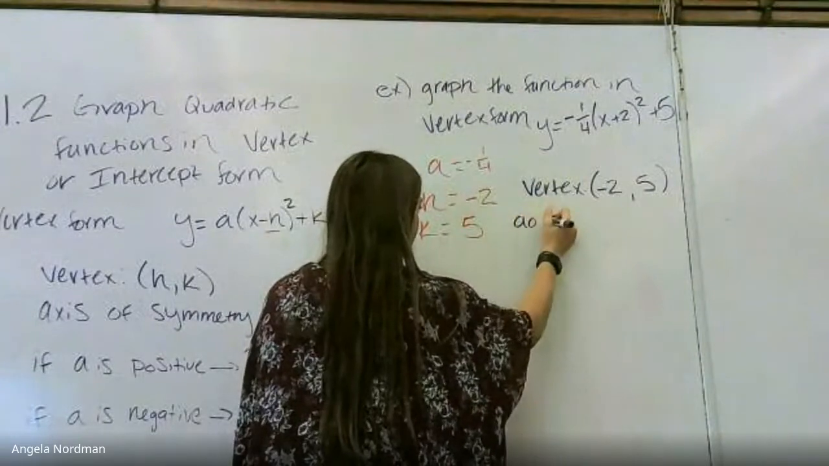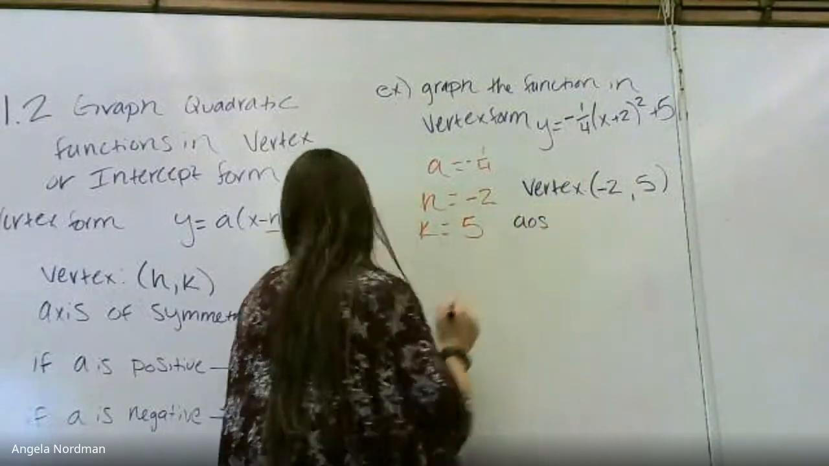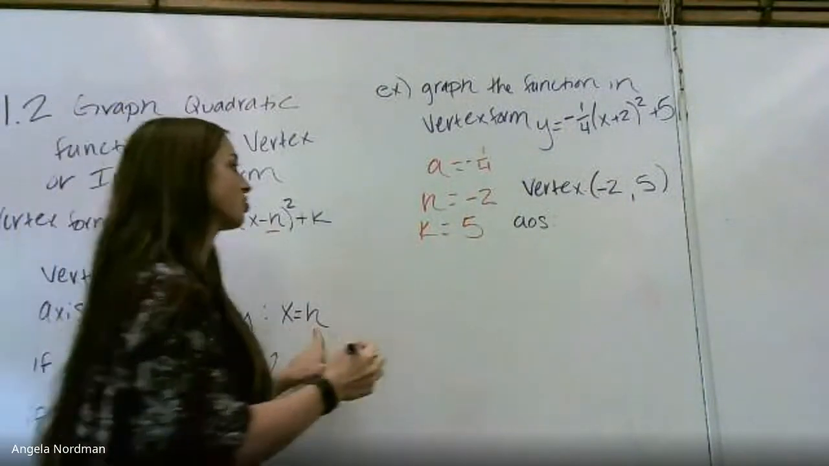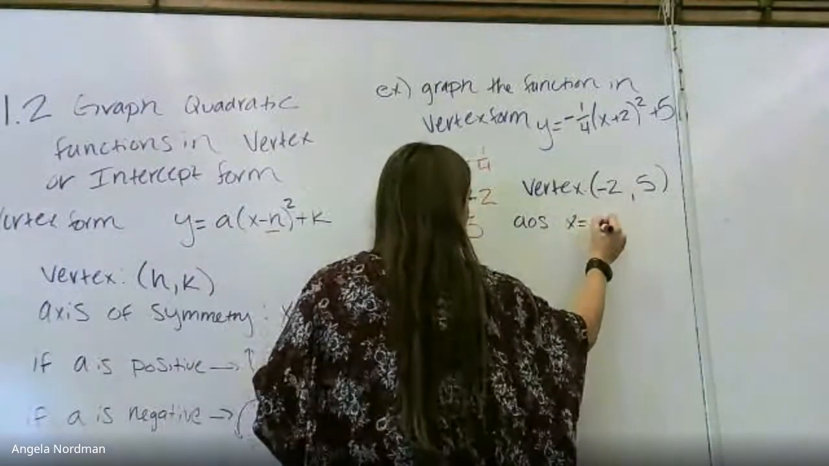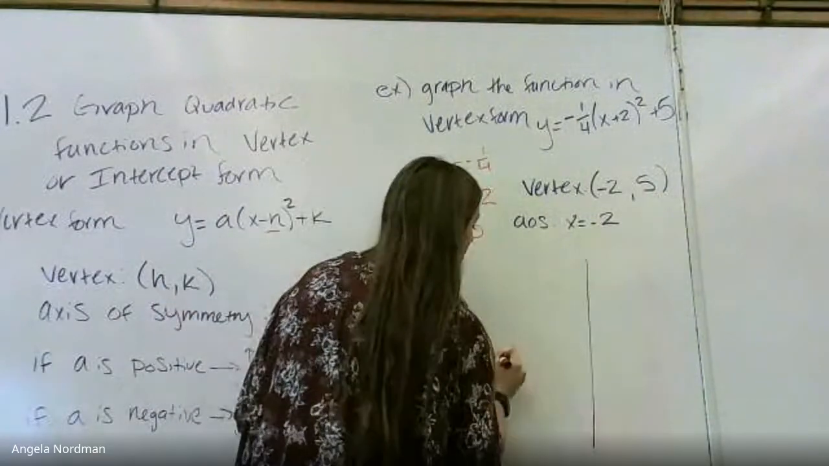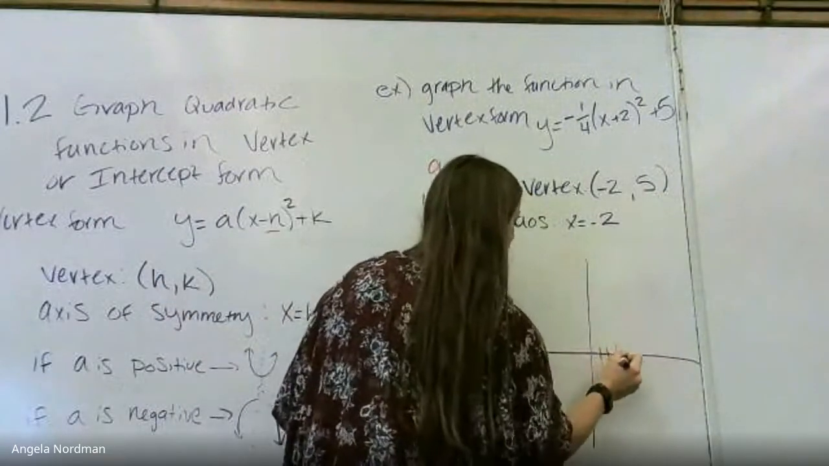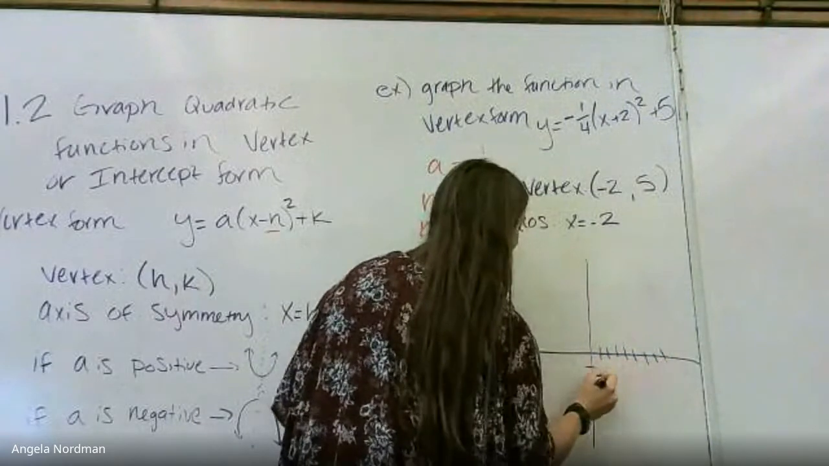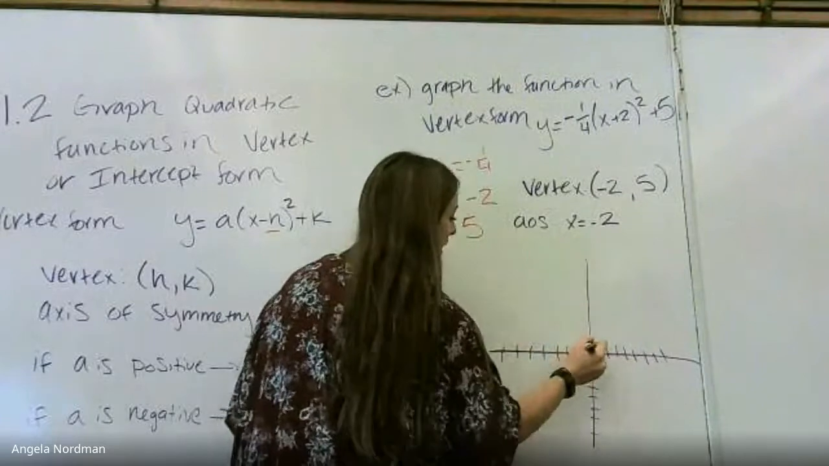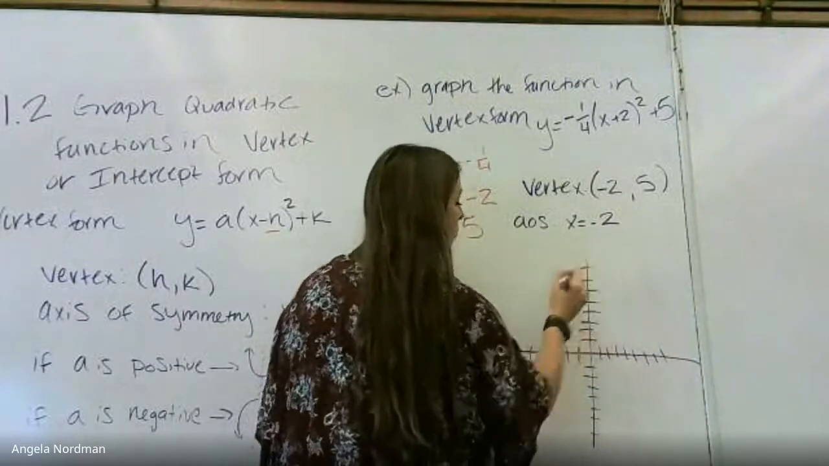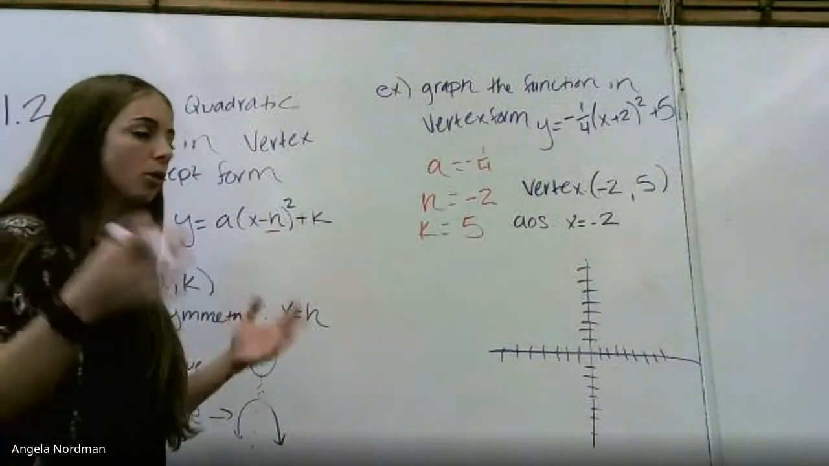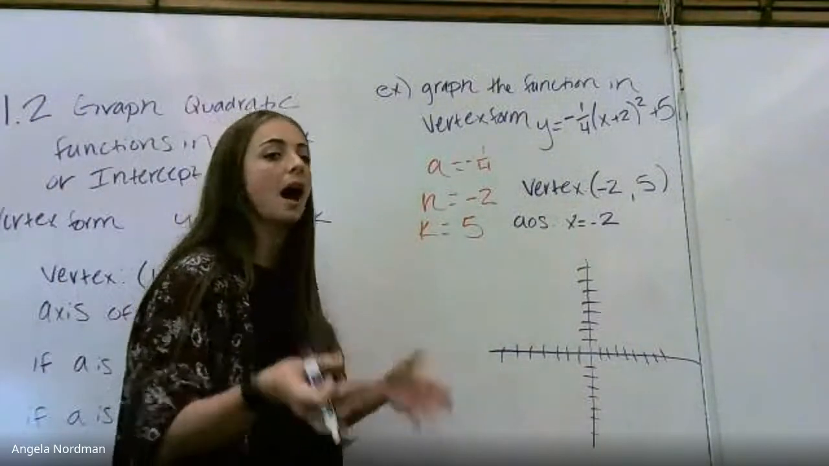I'm gonna do the same thing with my axis of symmetry. I'm gonna call it AOS, because I just don't feel like writing all of that out. Axis of symmetry, that's x equals h. So x equals -2. I'm gonna start getting a graph going here. As soon as I start finding out some information, I like to start putting it on my graph. It gives me an idea of where I'm at with my graph, how much more I need to find, and I don't forget to put anything that I found on there.